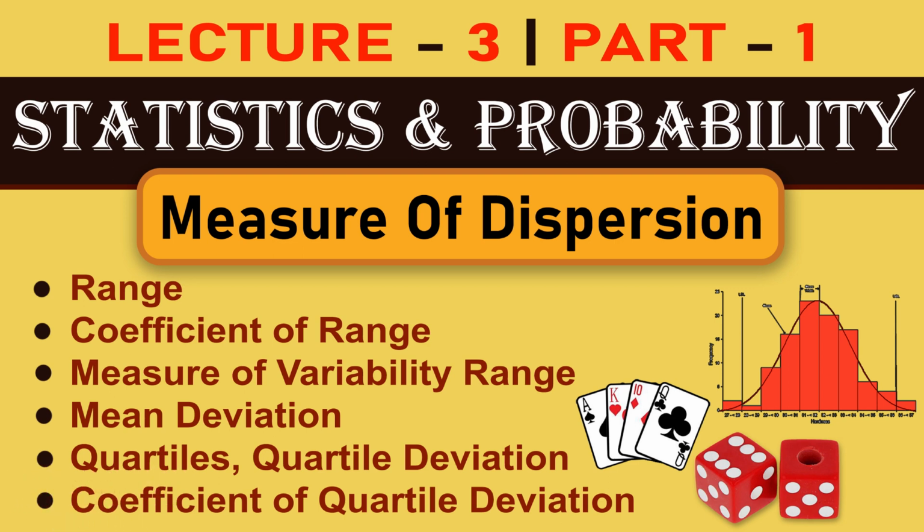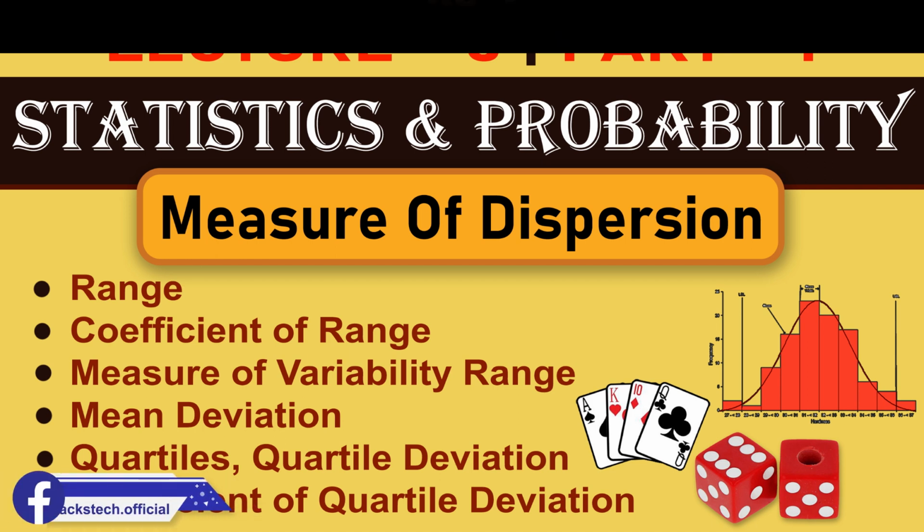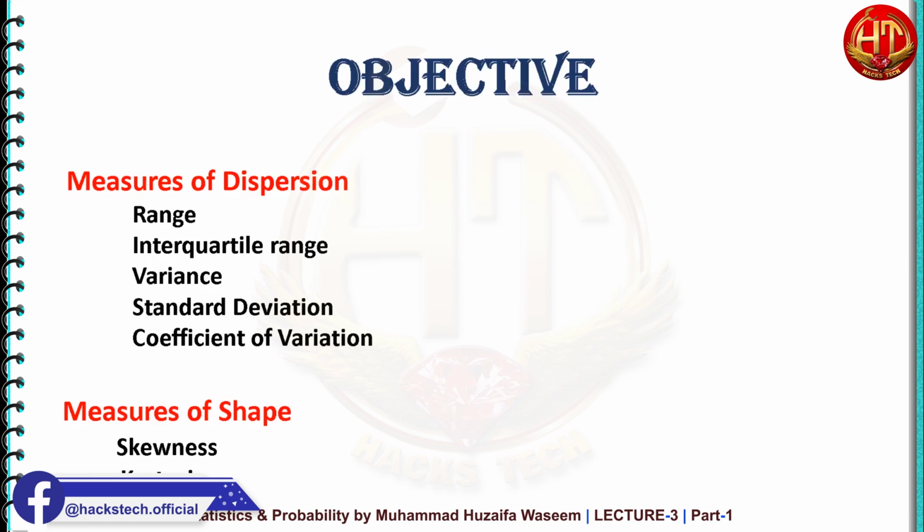This video is part 1 of lecture 3. So let's first see our objective which we are going to cover in part 1, part 2 and part 3 of lecture 3. Measures of dispersion, which are range, interquartile range, variance, standard deviation, coefficient of variation, and measures of shape: skewness and kurtosis.